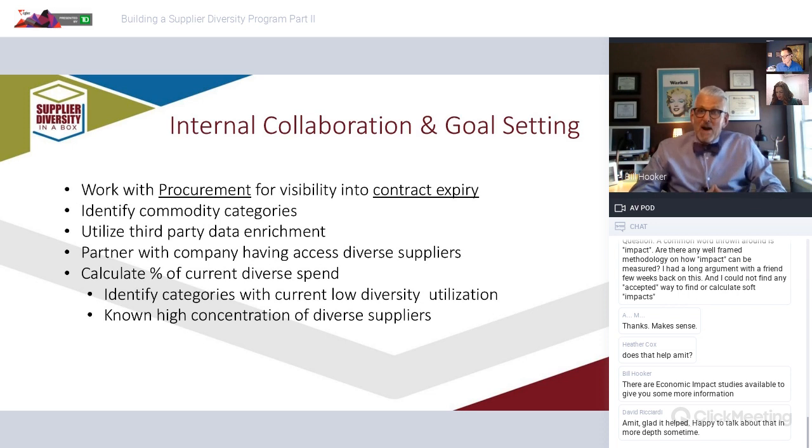And when you do identify those requests for proposals, you can also insert a diverse supplier. Perfect opportunity. When we talk about spend, that spend that is under contract is kind of in limbo at this point in time because it's under contract. But working with your line of business and working with procurement to understand when those contracts are going to expire can be very helpful.